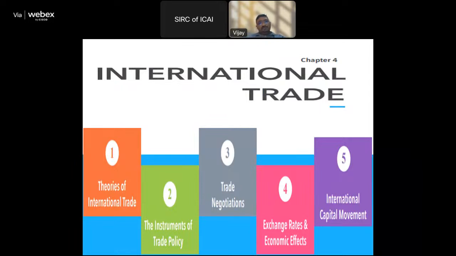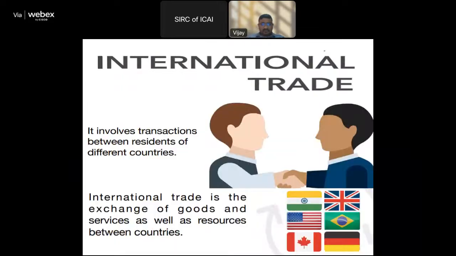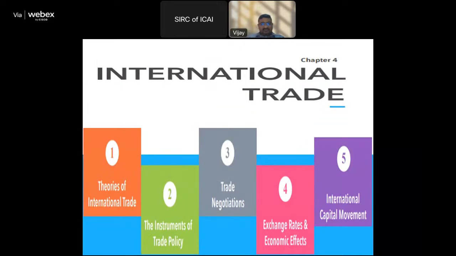So we have completed the first 3 chapters. Now the last chapter, chapter 4, international trade. This international trade consists of 5 units. First unit, theories of international trade. Second unit, instruments of trade policy. Third unit, trade negotiation. Fourth unit, exchange rate and economic effect. Fifth unit, international capital movement.